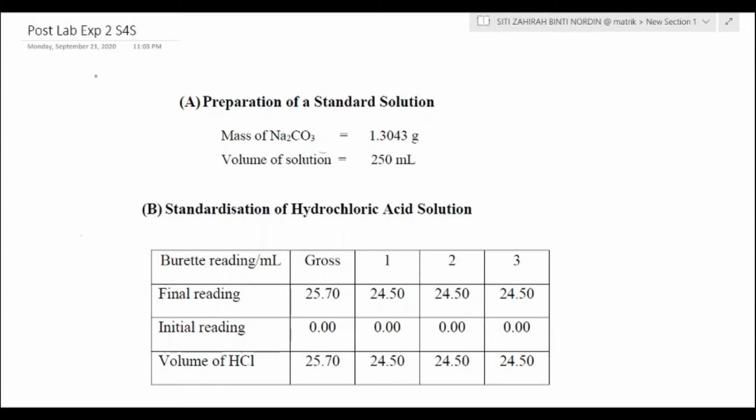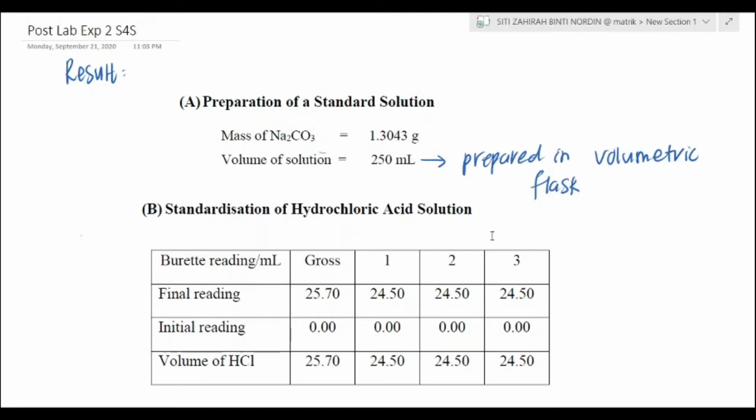So first, you just need to do the result, calculation and conclusion in your jotter. Okay, just continue off with the drawing of procedure. So first, we're going to discuss the result. For A, the mass of sodium carbonate, this is the one that you weigh on your weighing scale, and the volume of solution is 250 ml because this is the volume that you prepared in the volumetric flask.